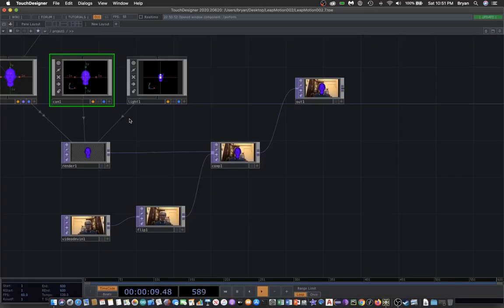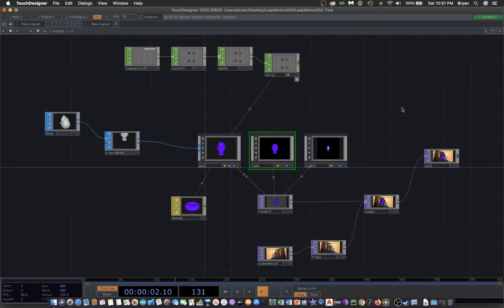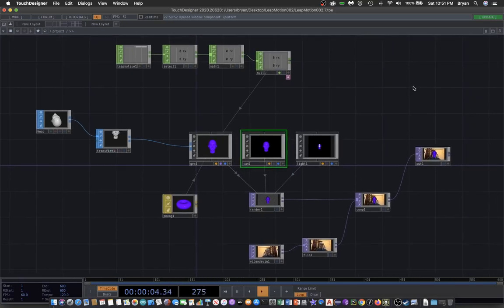Okay, so that's it. This is the second exercise. We use the 3D environment and also the Leap Motion controller.